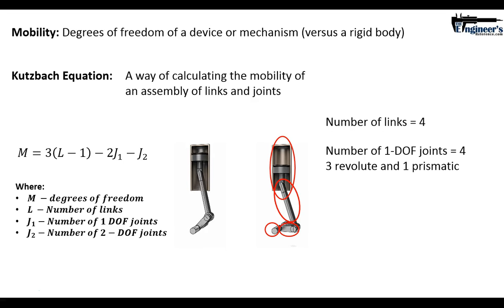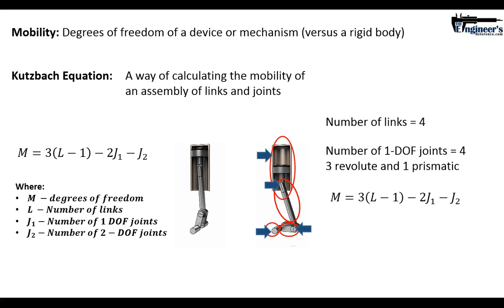So we have a number of lower pair joints, which is 4. There are 4 lower pair joints, so there are no cams, there's no gearing going on here. So we have 3 revolute joints, and then 1 prismatic joint, which is the actual piston sliding up and down the inside of the chamber. So we have no higher pair joints.